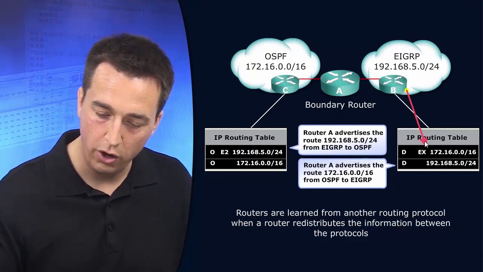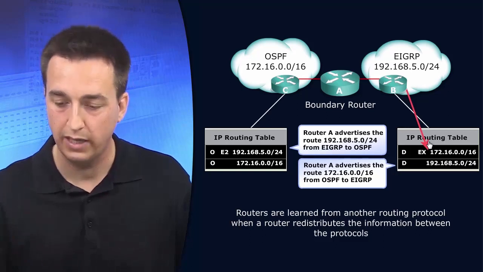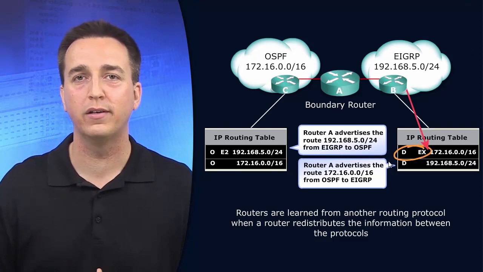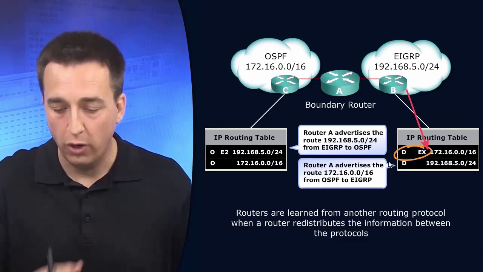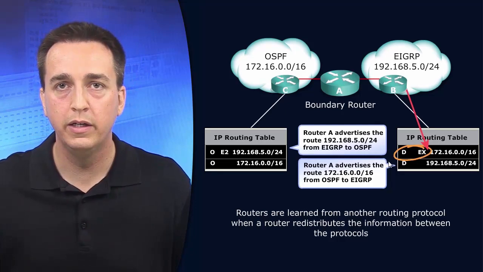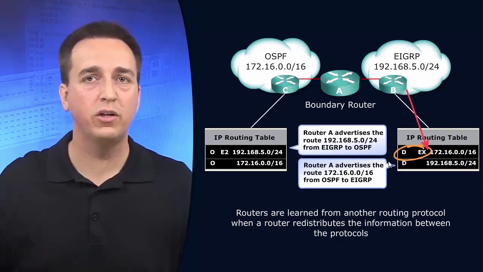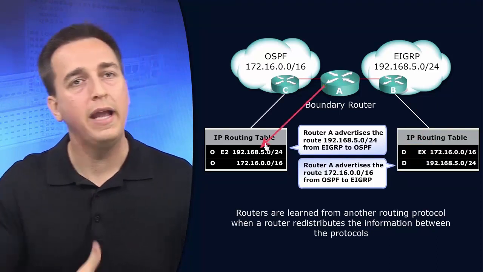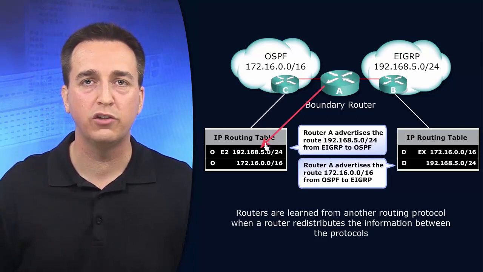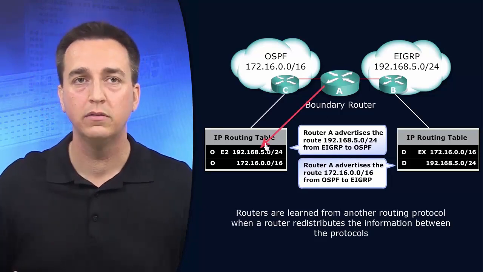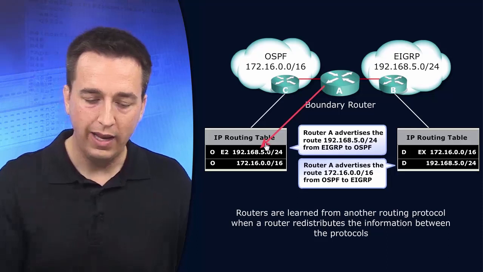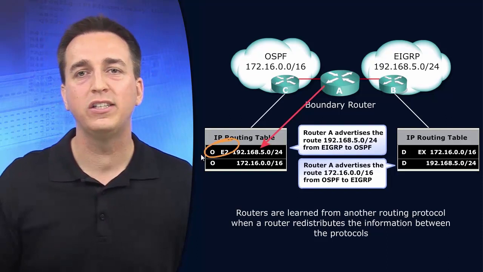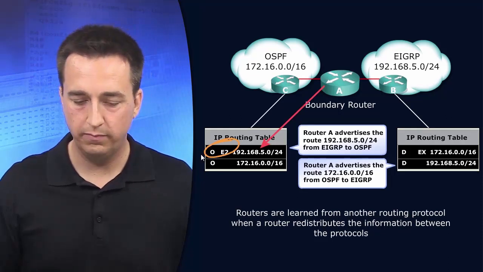We can see that router B knows about the 172.16.0.0/16 network, and specifically, it's an external EIGRP network. So even though it's coming over from OSPF, notice it says it's EIGRP now. It's not an OSPF network in the EIGRP world. It's an EIGRP network. Same thing's true over here. What do we have? We have our 192.168.5.0/24 network, which is from the EIGRP domain, and it's been redistributed into OSPF, and it's an external OSPF route. It's not an EIGRP route anymore. It's an external OSPF route.